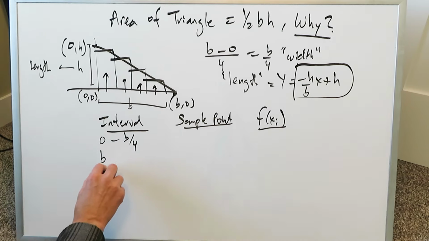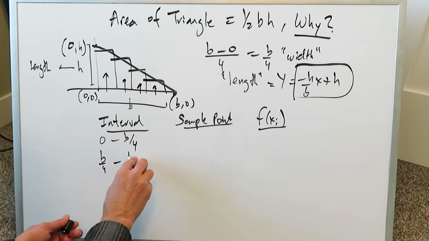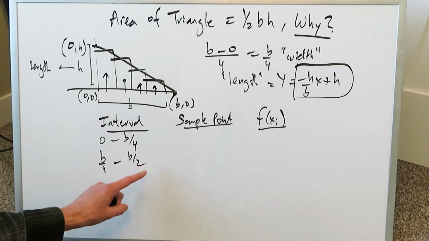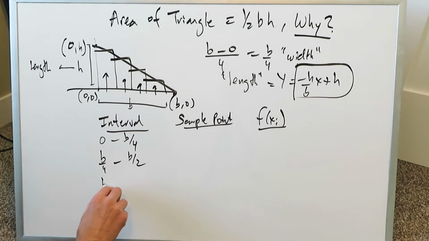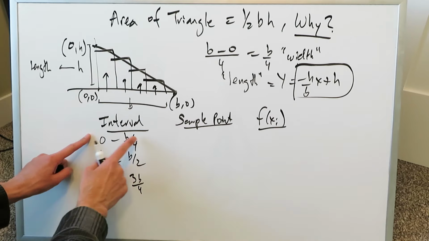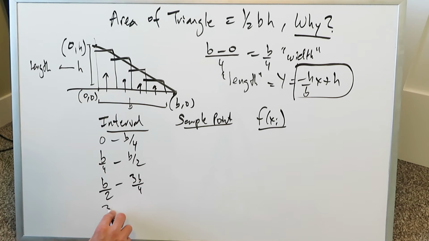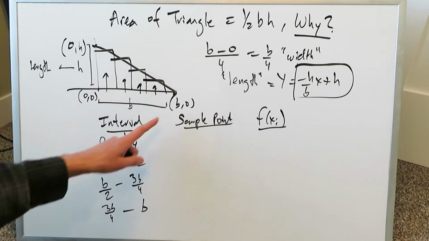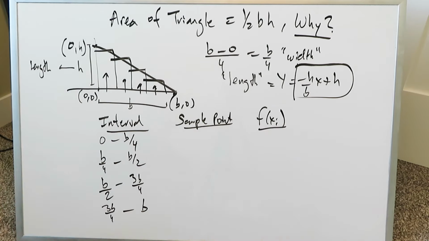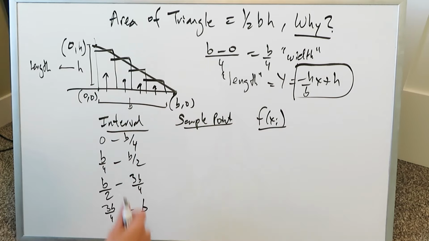Then my next interval is b over 4 to 2b over 4, but I can say that as b over 2, because 2b over 4 is the same thing as b over 2, half. Remember, we're going here by quarters. My next one is b over 2 to 3b over 4. You're going from 0 to a quarter, quarter to a half, half to 3/4, and 3/4 to a full, 3b over 4 to 4b over 4, or you can just say b. And that right there is my 4 intervals. Each of these intervals represents the base of each of these rectangles.